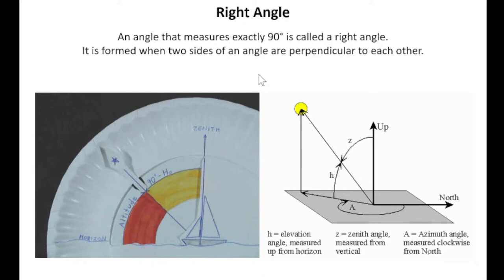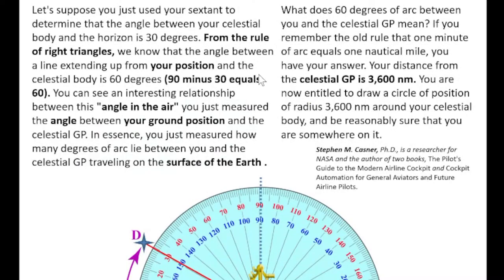Next slide. Let's suppose you just used your sextant to determine that the angle between your celestial body and the horizon is 30 degrees. So your elevation angle is 30 degrees in this case, as seen in the picture below. From the rule of right triangles. Now, I'm going to read that again. From the rule of right triangles, we know that the angle between a line extending up from your position and the celestial body is 60 degrees. Well, how do we know that? Well, 90 minus 30 equals 60. Pretty simple.